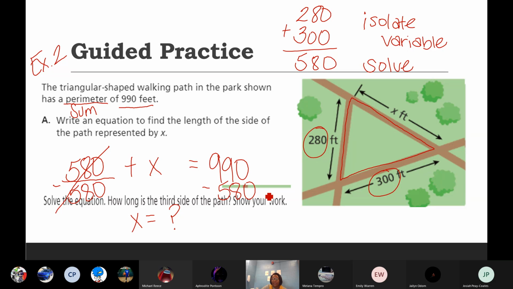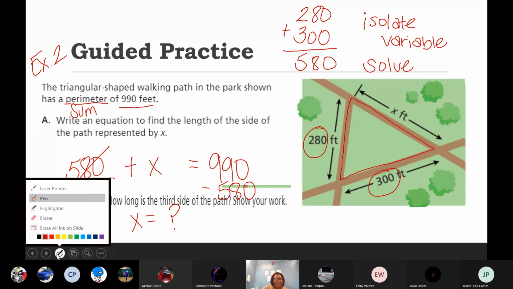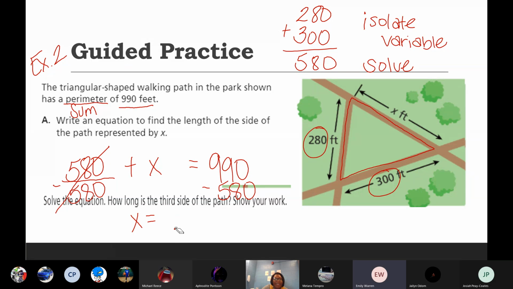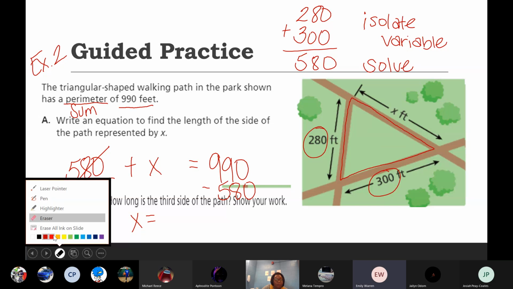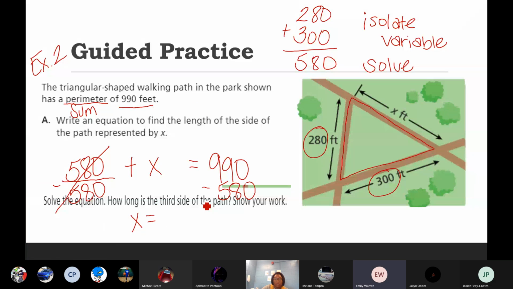So if I added 580 here, to get my x by itself, to get it isolated, I have to subtract 580. Then I want to make sure whatever I do on my left side, I subtracted 580, I have to subtract 580 from my right side. So use your calculators. What is 990 minus 580? Go ahead. 410. 410 feet. We want to make sure we put the unit of measure there to make our answer complete.